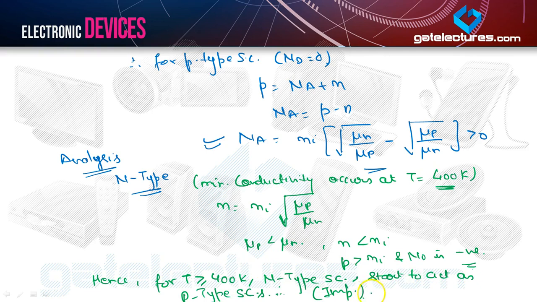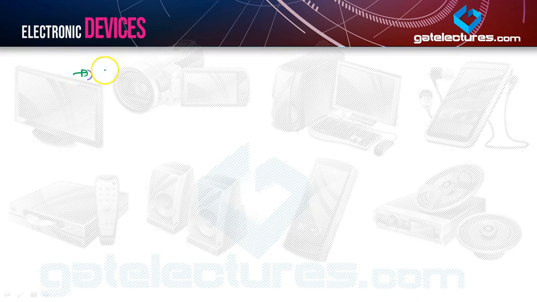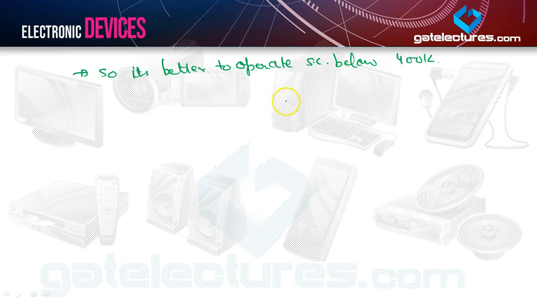This is very much important. But there is no effect on the p-type semiconductor. P-type will remain p-type. So it's better to operate semiconductors below 400 Kelvin. Minimum conductivity occurs at 400 Kelvin.